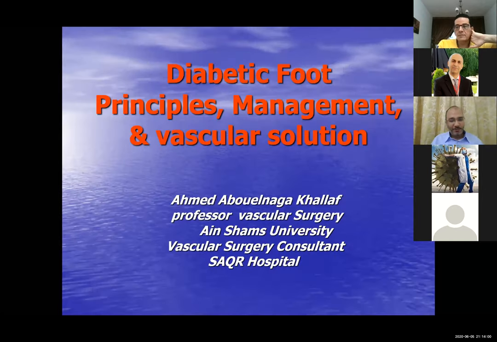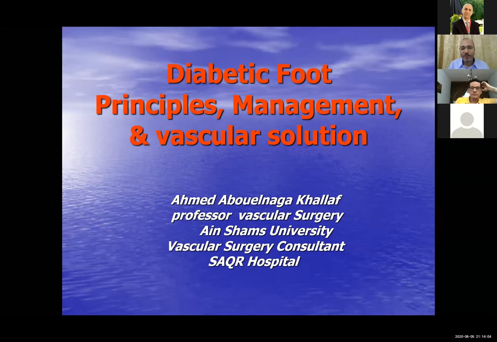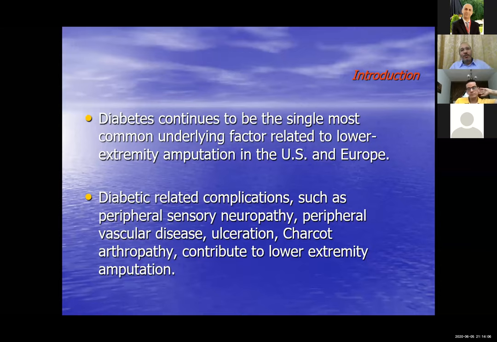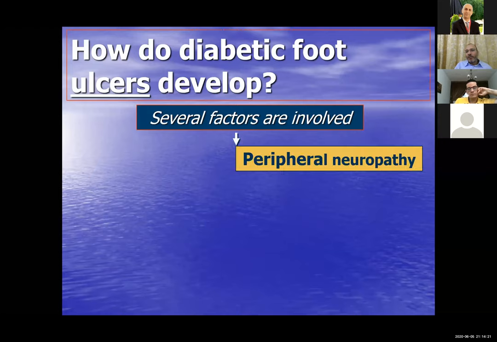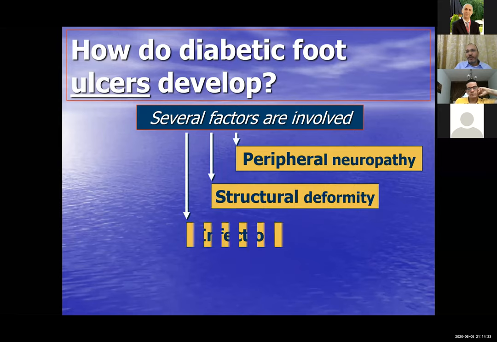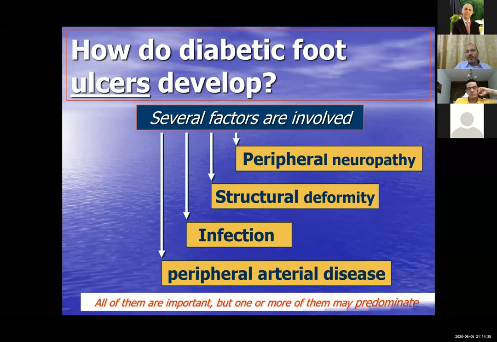Yes. So today, as we will concentrate on the vascular problem, as we all know, diabetes continues to be the single most common underlying cause for lower limb amputation, and it is a major health problem these days. So the principles of diabetic foot development are peripheral neuropathy, structural deformity, infection, and peripheral arterial disease. All these factors are present, but one of them is more prominent than the others.